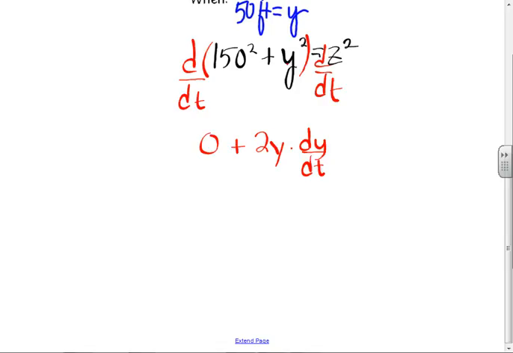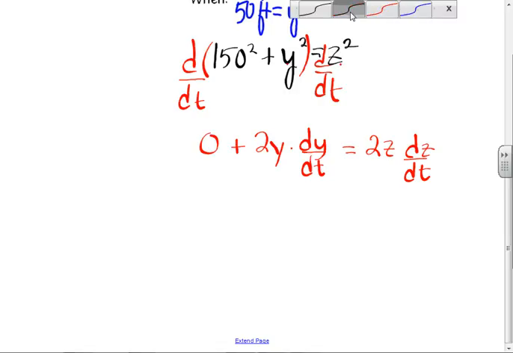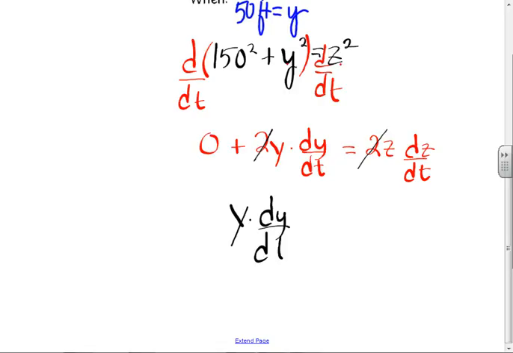You should be doing it with me. Equals, now you take the derivative of z squared, it's 2z times what? What's the inside function? Dz/dt. What do you do with the 2s? I'd like to get it looking nicer. Just divide by 2. It'll cancel out. So I have y times dy/dt equals z times dz/dt.